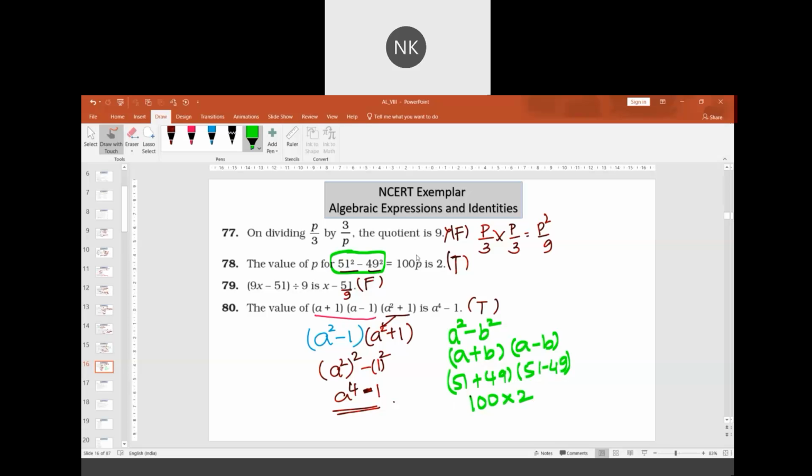Now look at the right hand side. They have given 100p. So what should be p? P is equal to 200 divided by 100, that is 2. If you are thinking that 100p will become 1002, it is wrong. The reason is it is something like 100 multiplied by p. Understood?